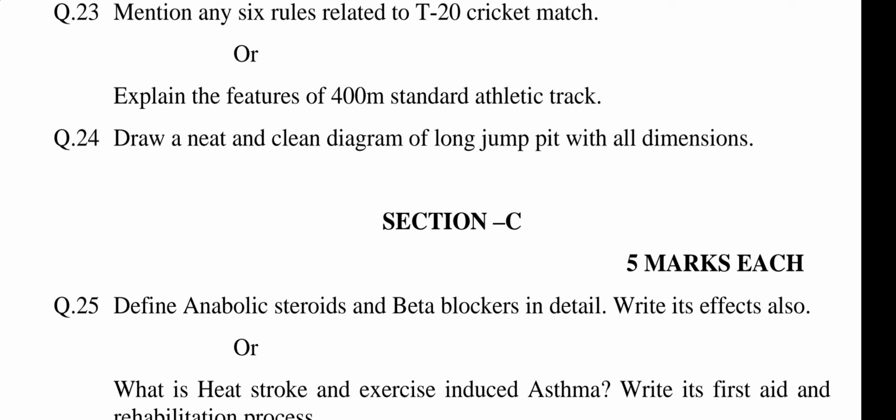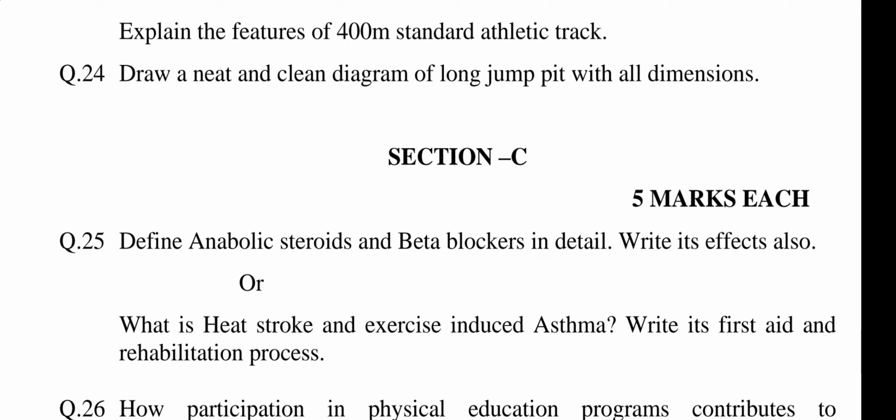Or explain the features of 400-meter standard athletic track. This question is related to chapter number 7, Concept of Major Games and Sports. The answer may be: a few features of 400-meter standard athletic track are as listed below. Number 1, the track comprises 2 straights. Number 2, the track comprises 2 semicircles.